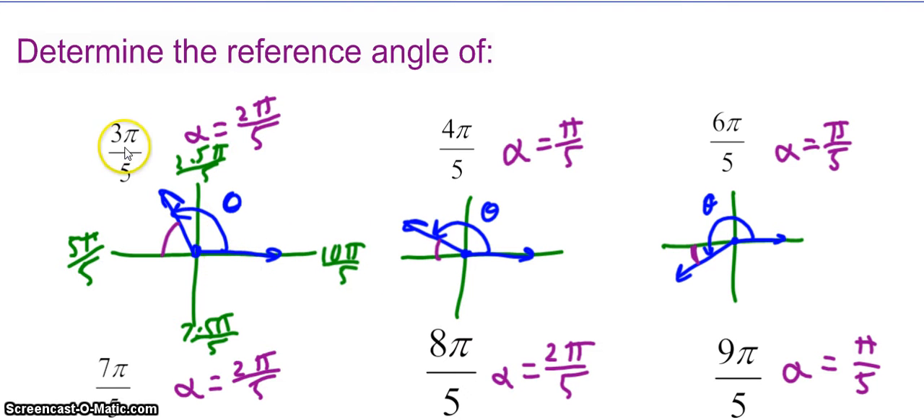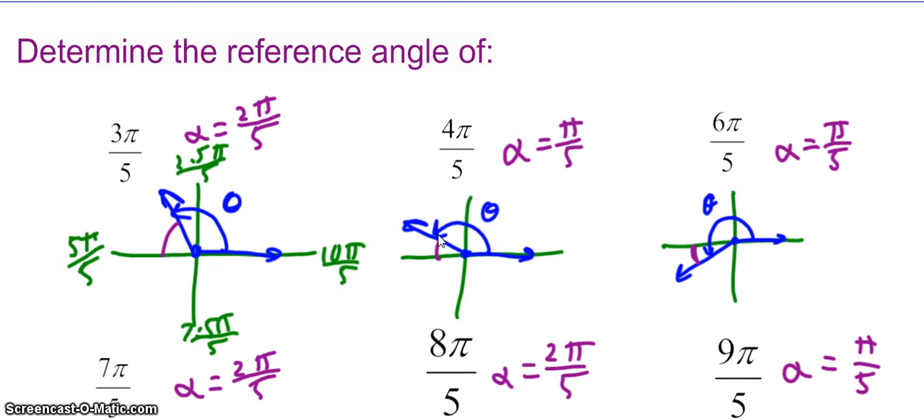So again, back up. I know 3 pi fifths is in the second quadrant, therefore the reference angle has to be to the x-axis here. What's the remaining? Well, if this was 3 pi fifths and this is 5 pi fifths, then I'm left over with 2 pi fifths. So that's my reference angle. Moving on, I'm going to go a little bit quicker. Same sort of thought process.